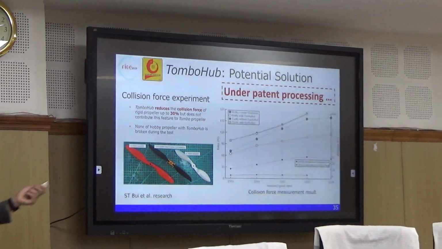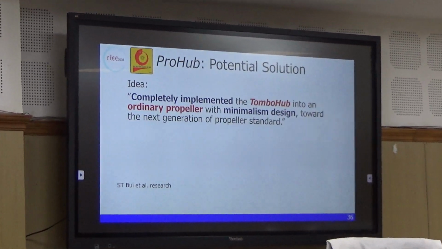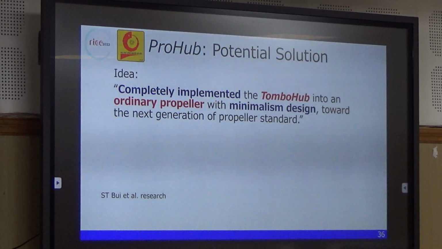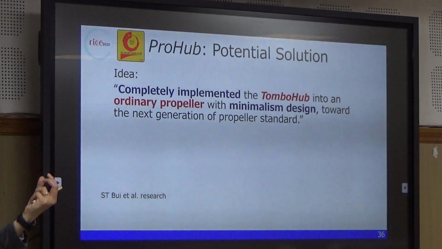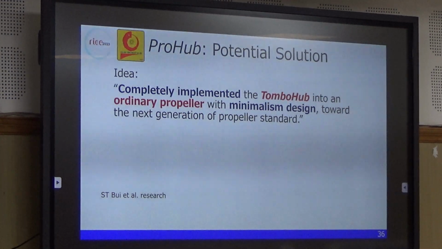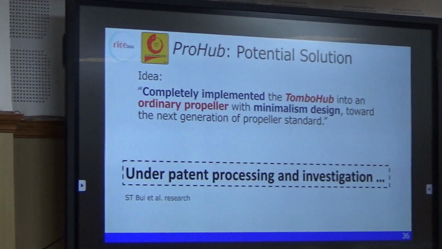And when I think about this, a next solution would be to completely implement this hub into an ordinary propeller with minimal design. So it means that now you have a propeller exactly like what we buy on the website. However, when a collision happens, it reduces collision faults by 40 to 50 percent. It increases the safety of the drone much more. But you know, when a propeller is broken, the whole drone will fall down and it can cause a lot of problems. And it's still under patent too. So everything is for the future.